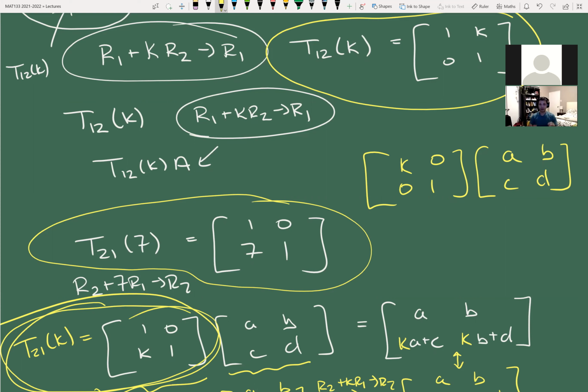They're all fairly simple looking matrices. They're not crazy or complicated. There's lots of zeros. You just have to figure out where to put the non-zero things, really. That's what it comes down to.